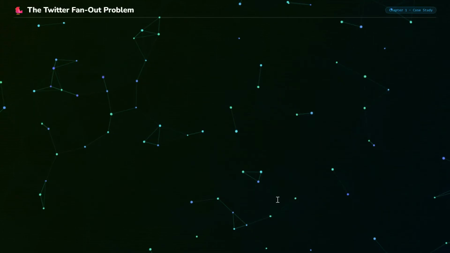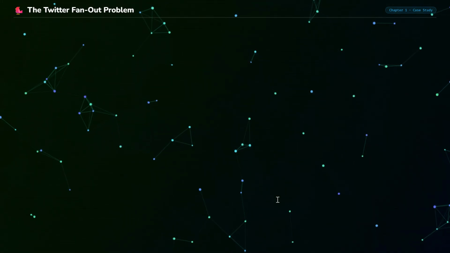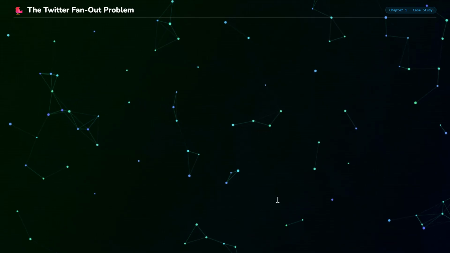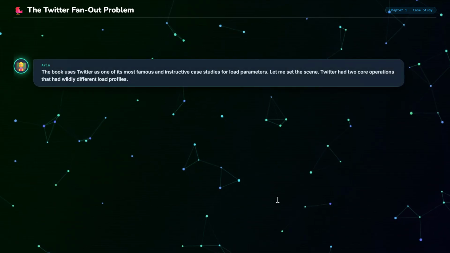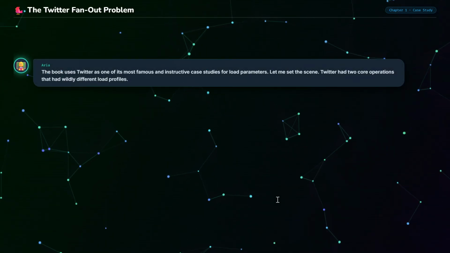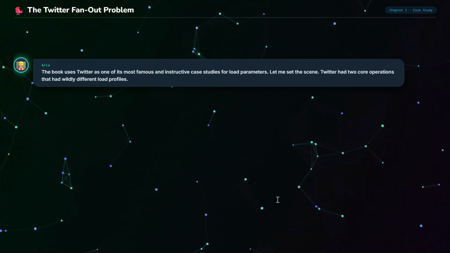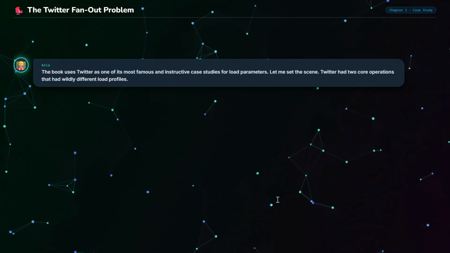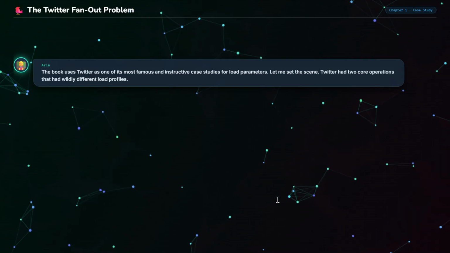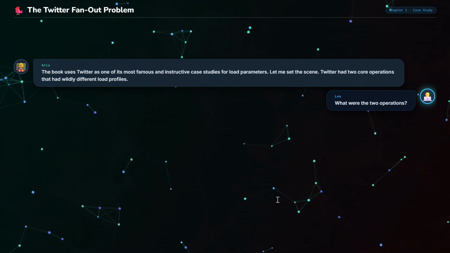To see load parameters in action, let's look at one of the most famous architecture stories in tech history: Twitter. The book uses Twitter as one of its most brilliant and instructive case studies for understanding load parameters and scalability trade-offs. Let me set up the scenario. Twitter had two core operations that had wildly different load characteristics. What were the two operations?